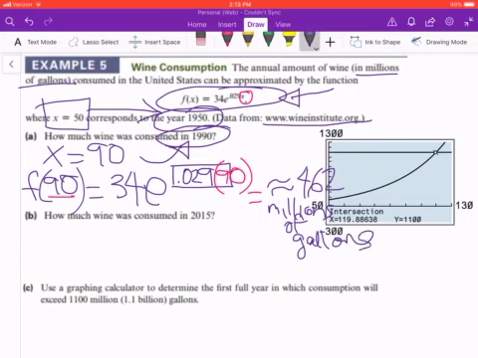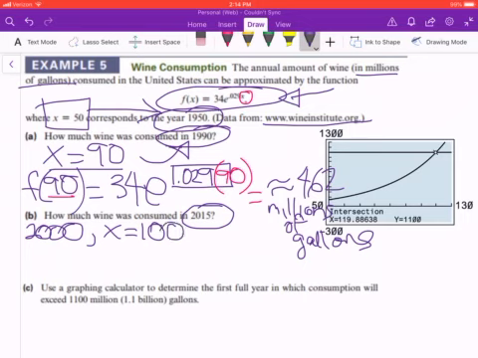Now the next question is, how much wine was consumed in 2015? So now we said that x equals 90 for the year 1990. So for the year 2000, x will equal 100, right? Because it will be 90 plus 10 is 100. The year 1990 plus 10 years will be the year 2000, so it makes sense. So if we want to find what value of x we should use for the year 2015, we could use the value for x, 150.